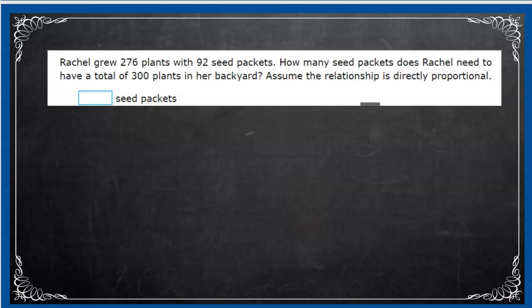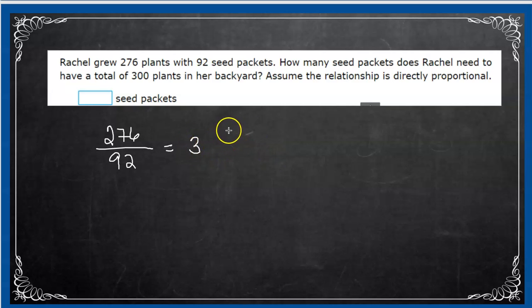Here's a problem where we can use unit rate to solve and answer the question that they're asking. Rachel grew 276 plants with 92 seed packets. How many seed packets does Rachel need to have a total of 300 plants in her backyard? The relationship is directly proportional. All right, so let's figure out how many plants she can plant with one seed packet. So if she can plant 276 with 92 seed packets, all I really have to do is divide 276 divided by 92, and that's my unit rate. And what I get is 3.